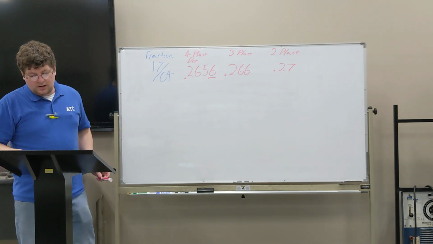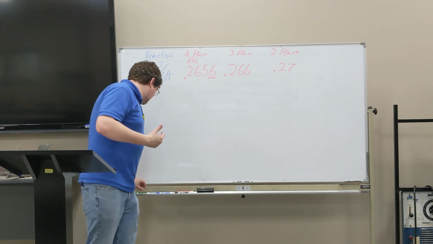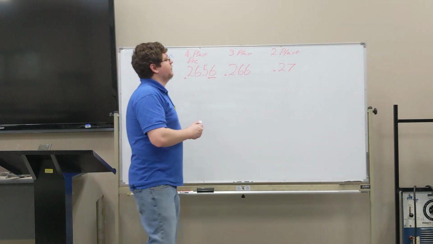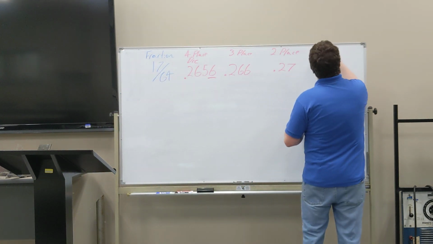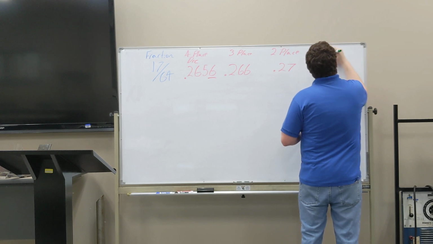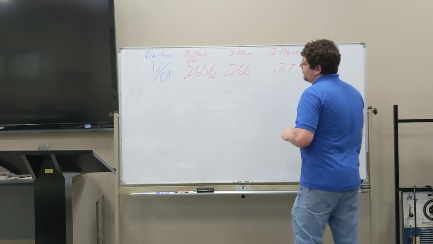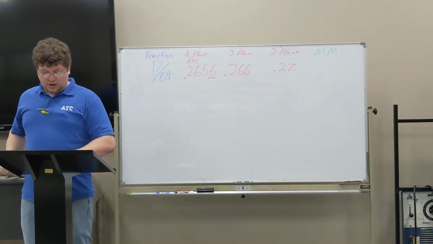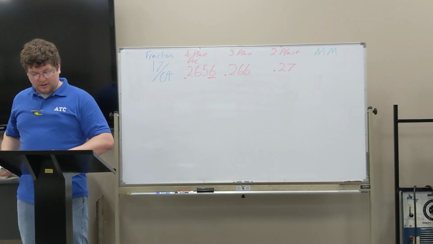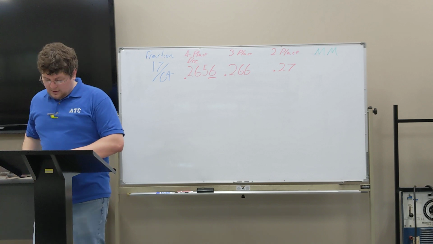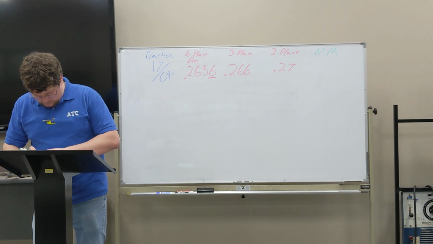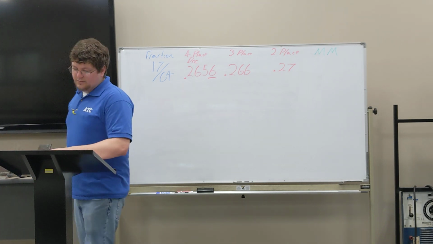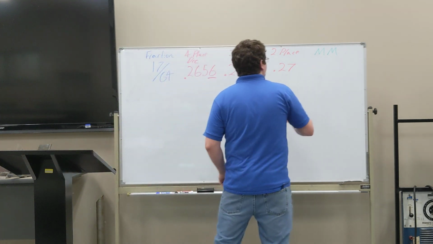The next thing is your millimeters. So this is your metric system coming in. If you look on your chart, we go 17/64, come over, and we find 6.747.